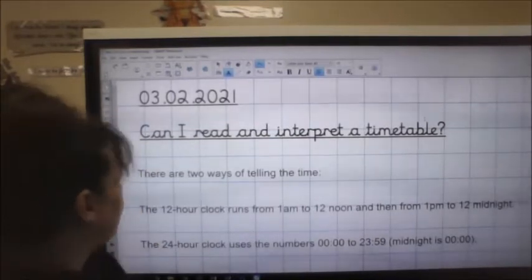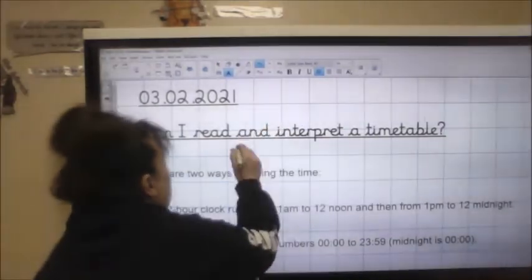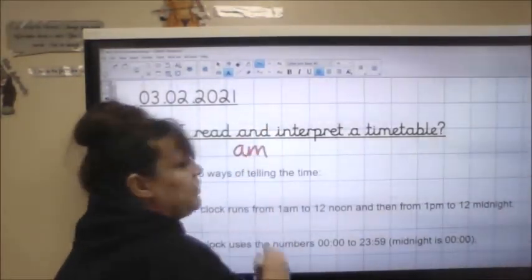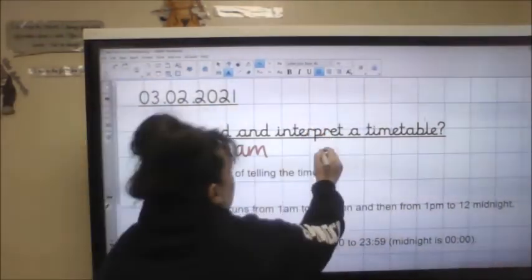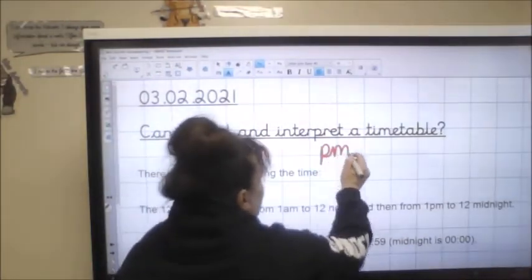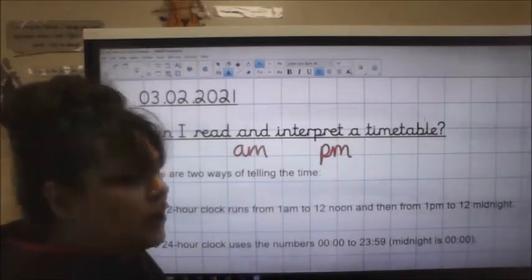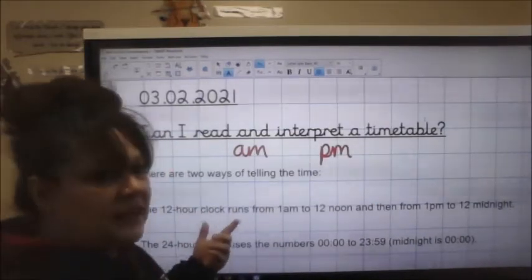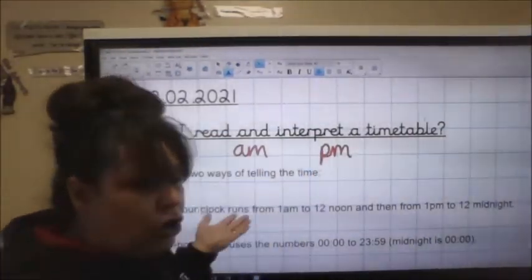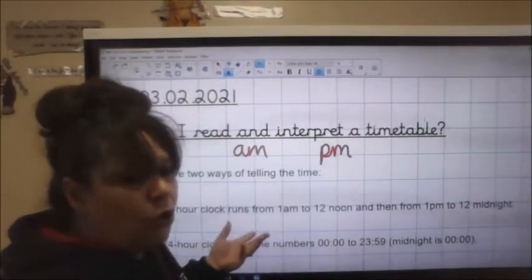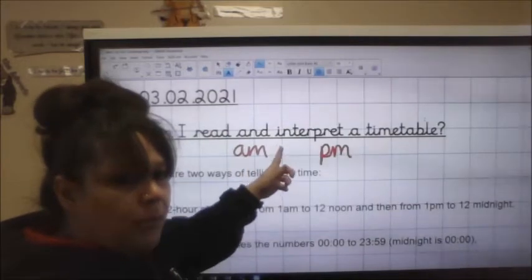So there's 2 ways of telling the time. There's 12-hour time, and that uses AM to show you the times between midnight and midday. And there's PM, which tells you that we're dealing with times from midday to midnight. So, for example, if I said 1 o'clock, unless I put AM or PM, you wouldn't have a clue as to whether it was in the morning or the afternoon. So that's the reason that on 12-hour time, we use AM or PM.